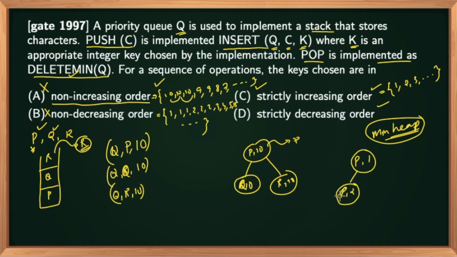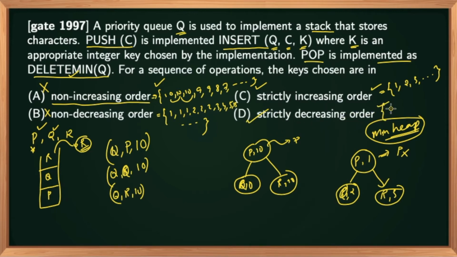Here it will be Q, right? And the next is R, comma 3. Here also this condition is satisfied. So if I am deleting, I'll be getting P. So this is also wrong. So the correct option should be the keys should be in decreasing order.